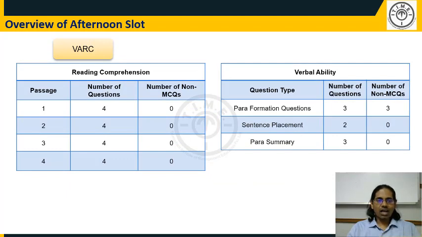In VRC, the RC part was similar to last year with 4 passages, each passage having 4 questions. In verbal ability, there was a new type of question, sentence placement, which was introduced this year. In this question, one sentence was given and another paragraph with 4 blanks was given. Now, the challenge is to identify in which of these 4 blanks the sentence will fit. So, this has come in the place of the odd one out questions that were there for so many years in CAT.